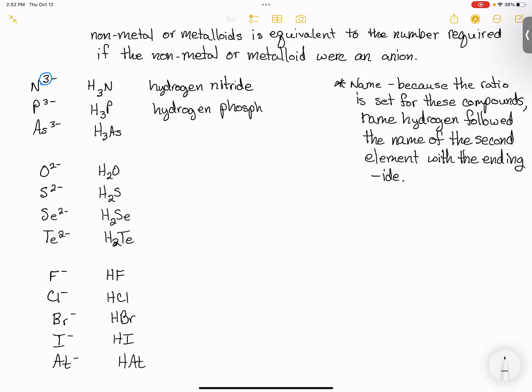And hydrogen arsenide. Now, the story I'm telling where you use hydrogen followed by the second name is going to be a true story except for the next compound.